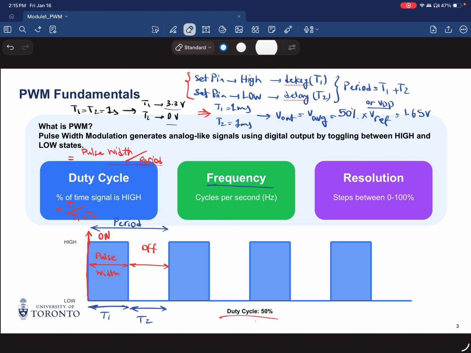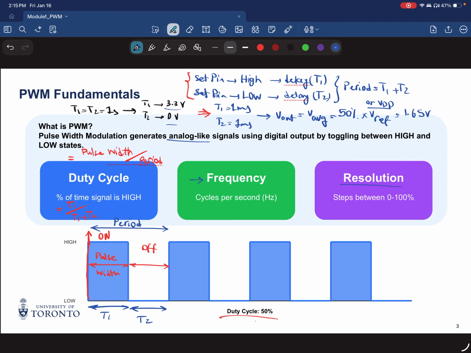So frequency, or being fast enough, is the key in making the PWM look like an analog-like signal. If it was slow, it wouldn't have worked. So that's the second parameter that we talked about here.